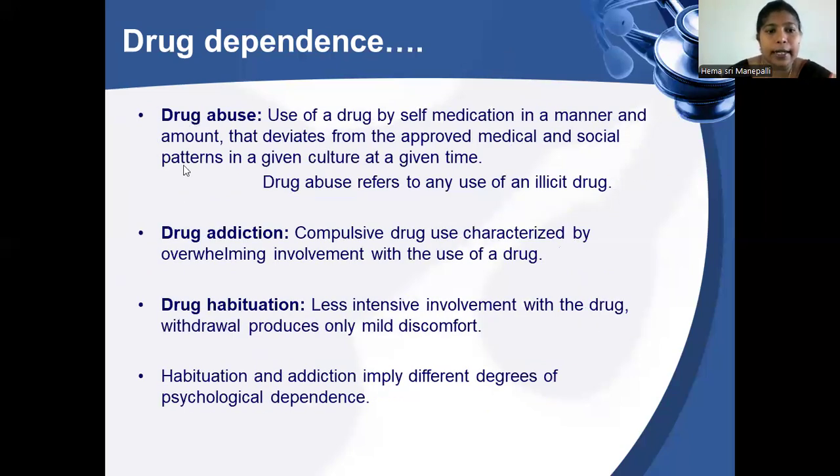So there is drug abuse and drug addiction and drug habituation. Drug abuse means use of a drug by self-medication in a manner and amount that deviates from the approved medical or social pattern in a given culture at a given time. Drug abuse refers to any use of an illicit drug. Drug addiction means compulsive drug use characterized by overwhelming involvement with the use of the drug. And drug habituation means less intensive involvement with the drug. Withdrawal produces only mild discomfort. Habituation and addiction imply different degrees of psychological dependence.